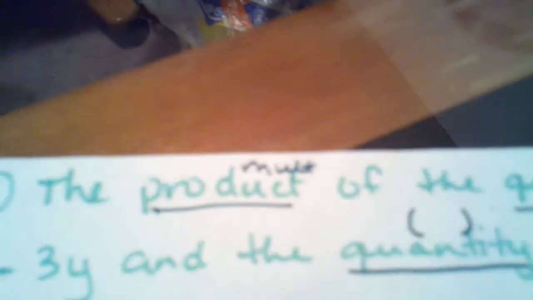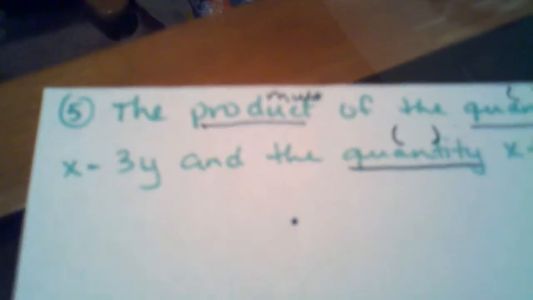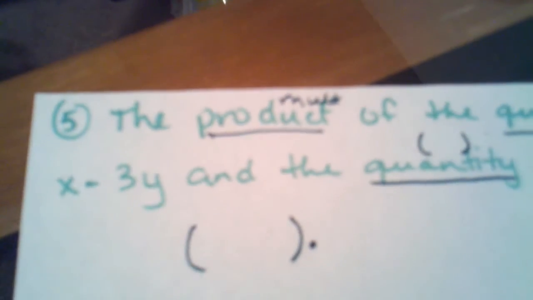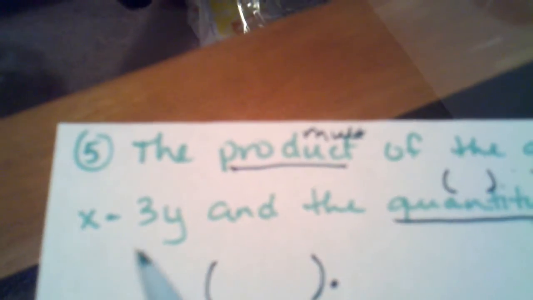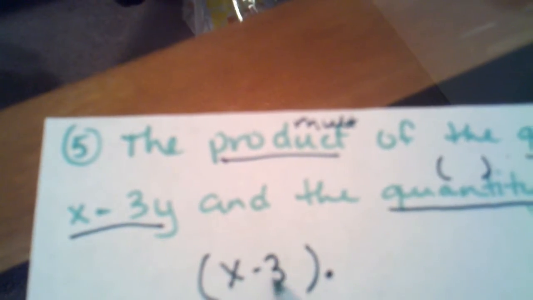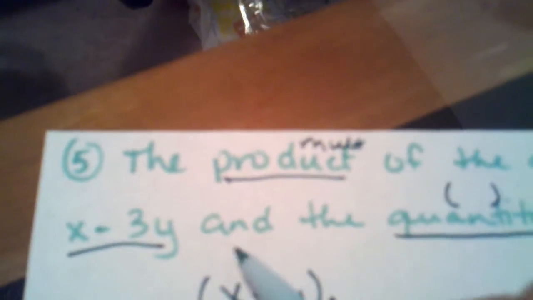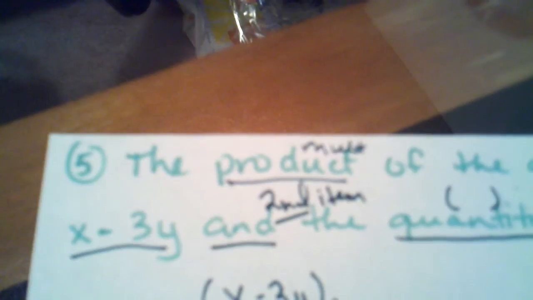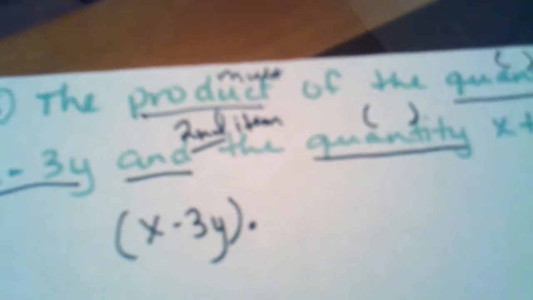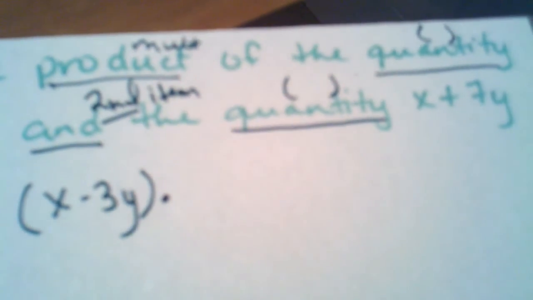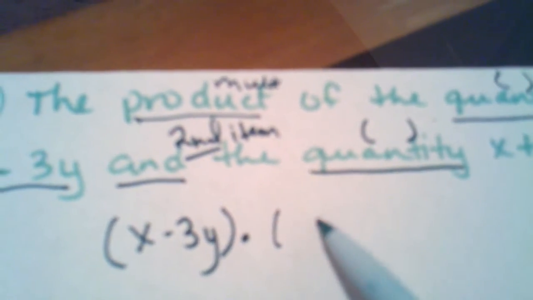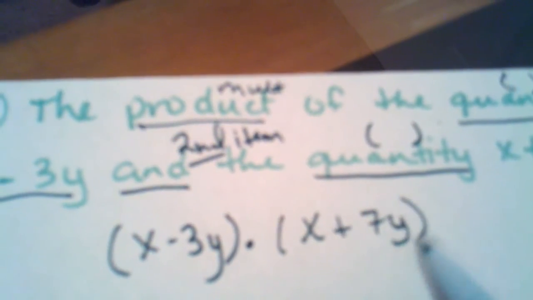So for the first part it says the product of the quantity x minus 3. So the first item that we're multiplying together is a group, and that group is x minus 3. And meaning this is now our second item. Okay, and separates things. So we see the quantity of x plus 7. Quantity again, meaning parentheses, x plus 7.